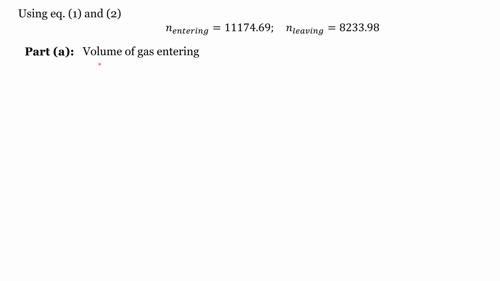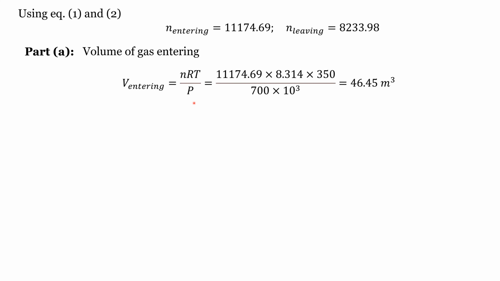So using equations 1 and 2, we have estimated N entering and N leaving. Now for part A, we were supposed to find the volume of gas entering. So we can write V entering equals nRT by P. The conditions are already given at the entrance, so we can use the temperature and pressure, and the number of moles we have already estimated, that is N entering equal to this much. So we can easily estimate the volume of entering gas.